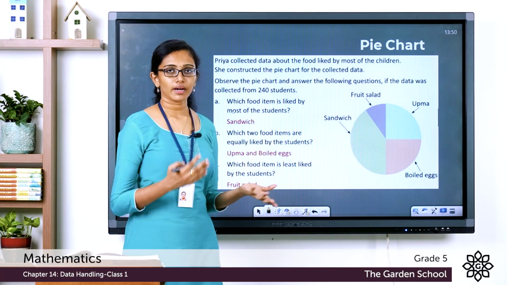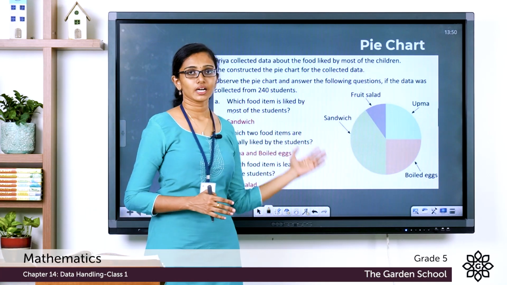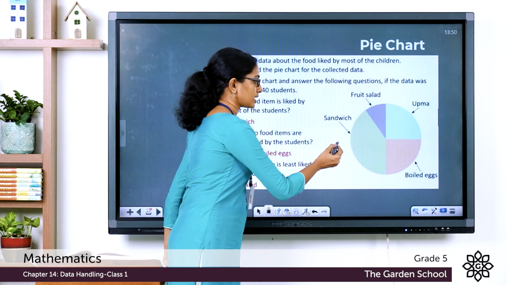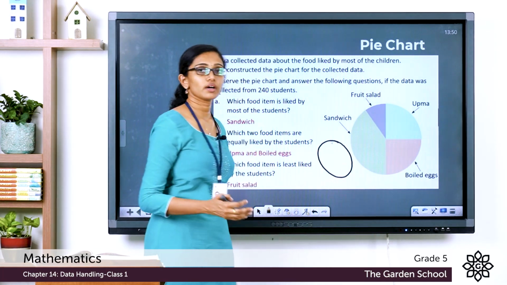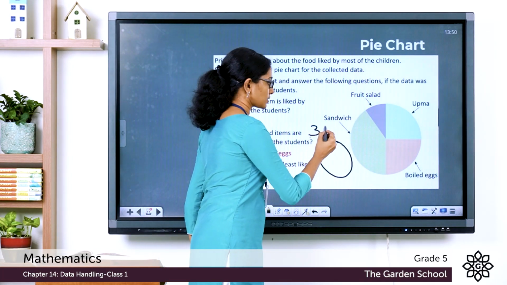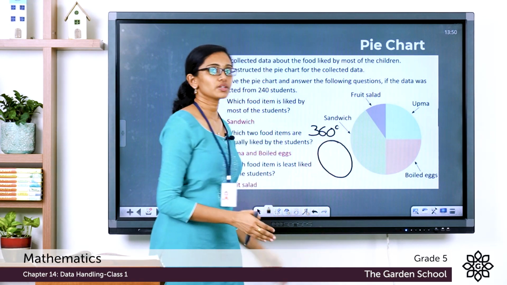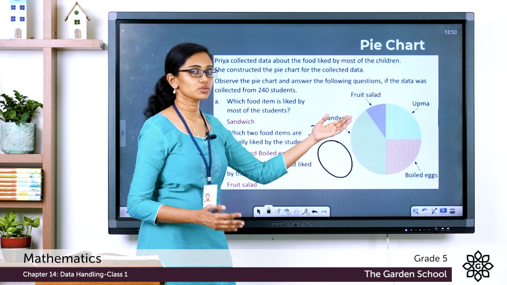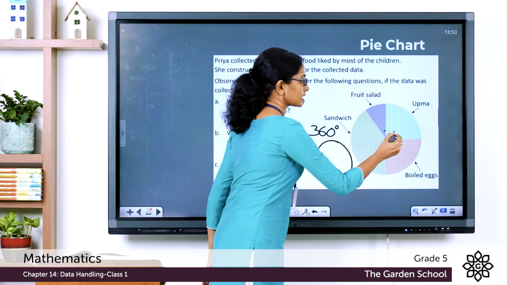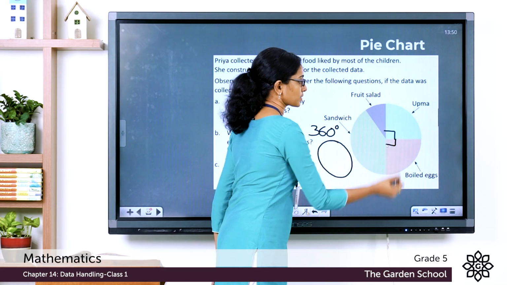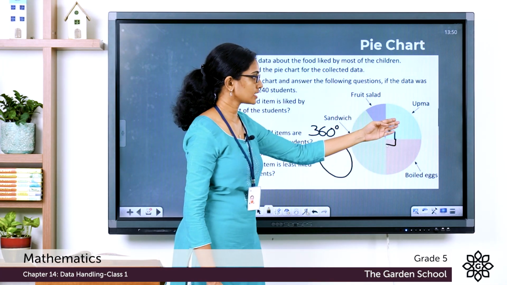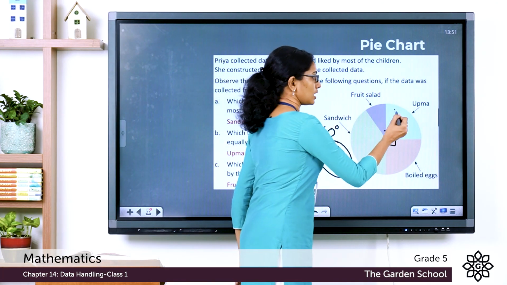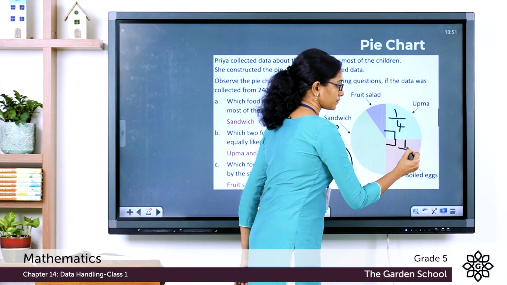Now you have to keep in mind one thing. In a pie chart, we are dividing a circle into parts. So we know that a full circle equals an angle measurement of a total 360 degrees. So when you divide that into parts to make pie sectors, you are going to create sectors having angular measurement. For example, in this case, you can see the sectors for upma and boiled eggs correspond to sectors of 1/4 each.